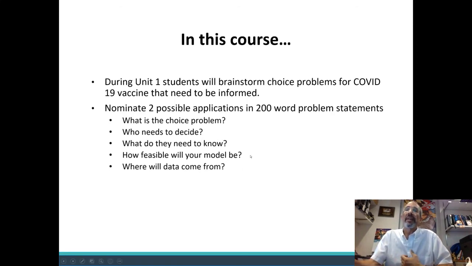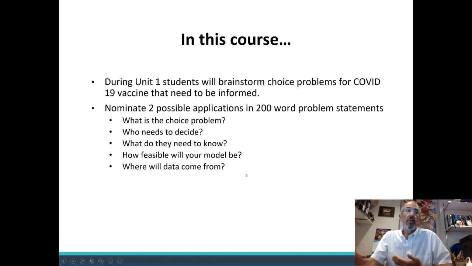During Unit 1, we'll be asking for 200 words on what is the choice problem. Who is the decider in this choice problem? Is it the Minister of Health? Is it a doctor? Is it a community health worker? Who is the decider? What do they need to know in order to make the informed decision?